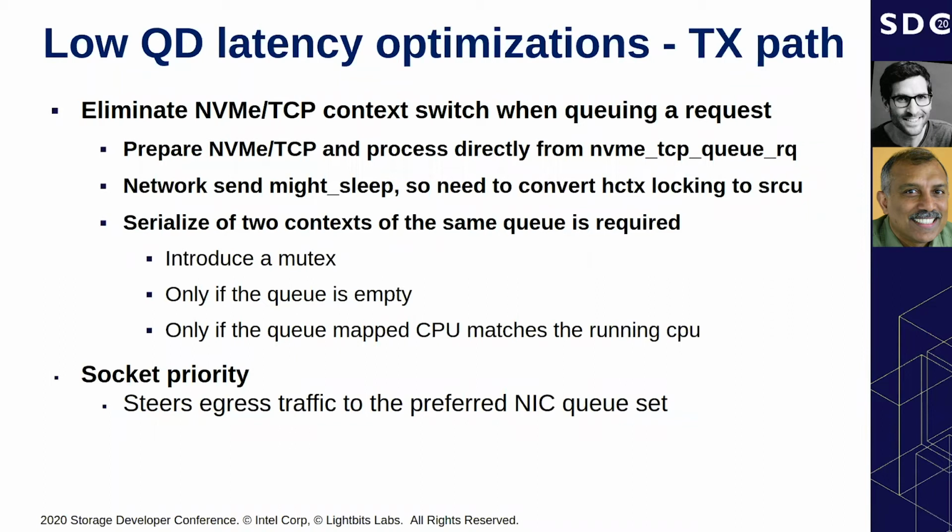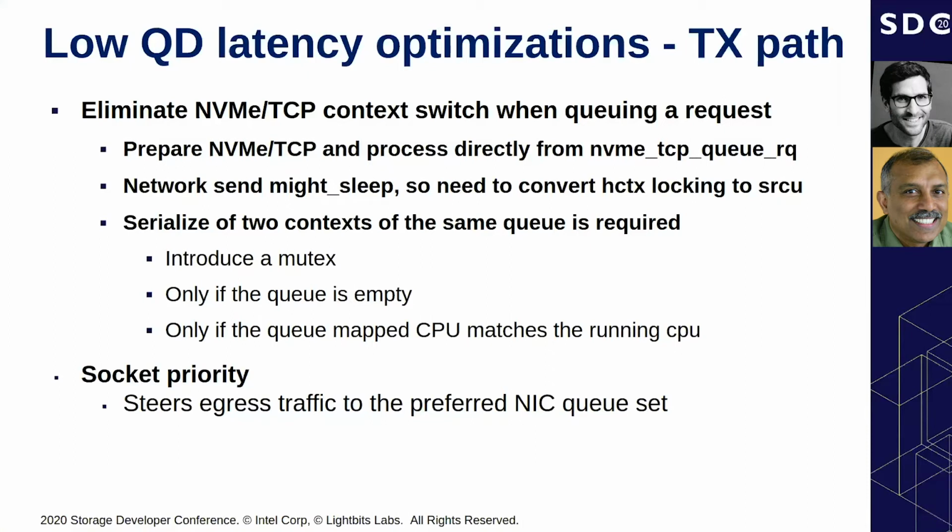That required, because network sends in Linux might sleep depending on congestion or other phenomena, that we convert the locking scheme in the block layer to a sleepable context, or SRCU. And now we have two contexts that can potentially process the same socket on the TX side, so we need to serialize between them. So we introduce a mutex to make sure that we don't get out of sync because two concurrent threads or contexts are processing the same socket.